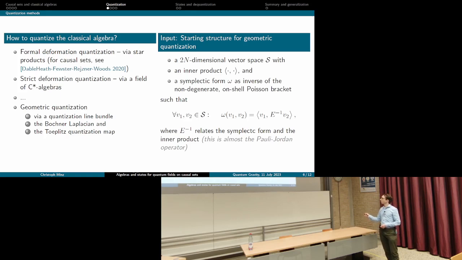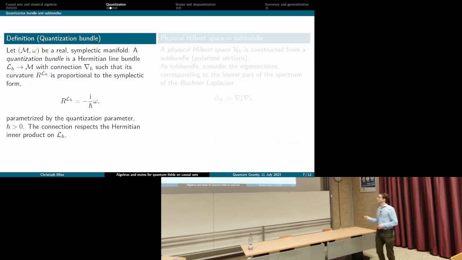Then we have this operator. In this setting that we had before for the causal sets, that is actually very closely related to the Pauli-Jordan operator that you've seen, just to give you some idea what these symbols mean. Now I will say what the quantization bundle is.